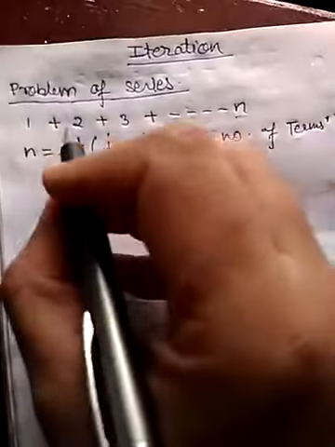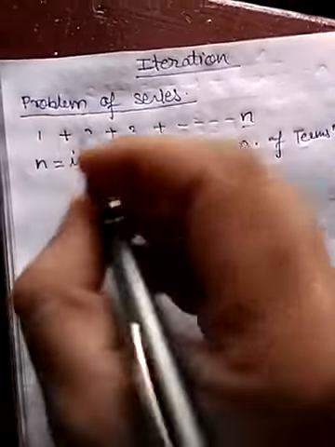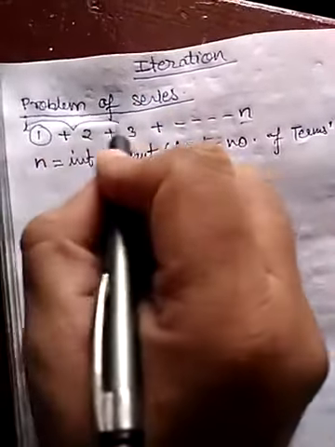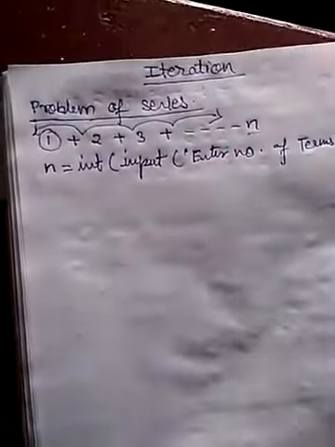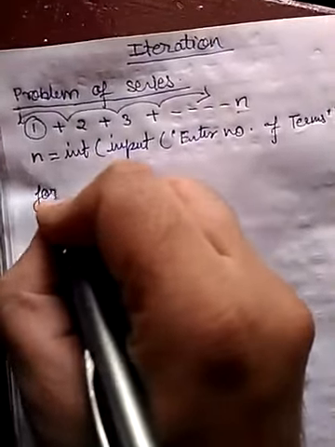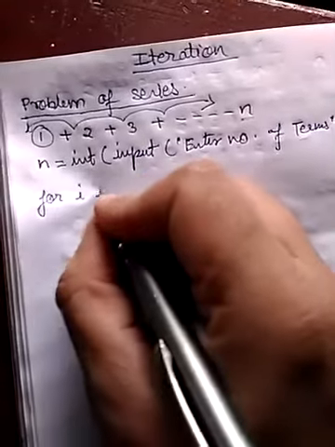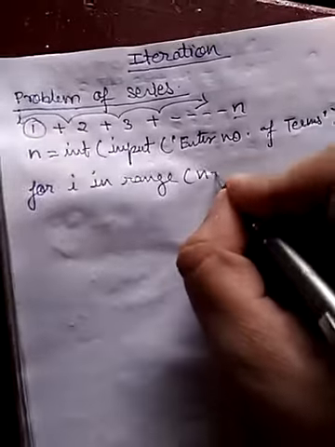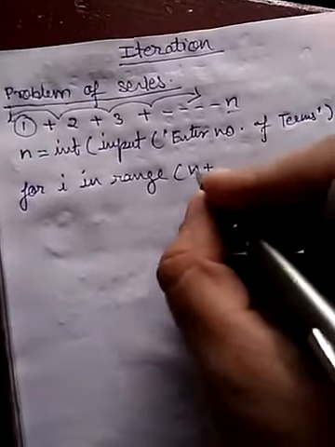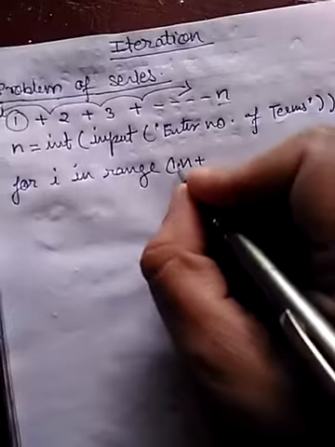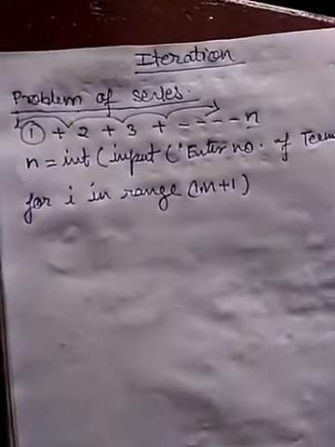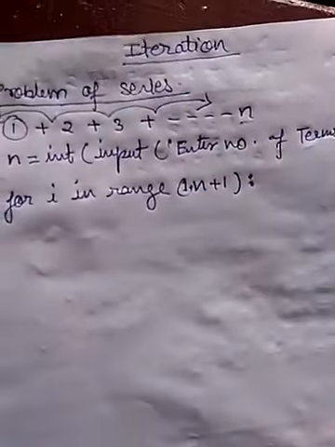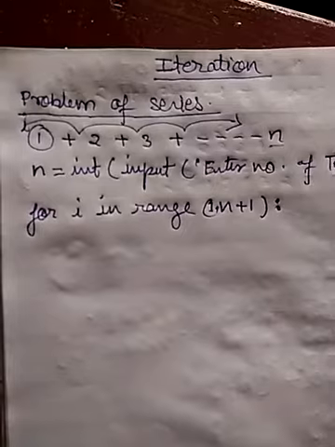Now we have to add continuously starting from 1. So let us take a loop index say I, which keeps incrementing till n number of terms. So I am using loop for I in range 1 to n plus 1, because in range it starts from 1 until n plus 1.